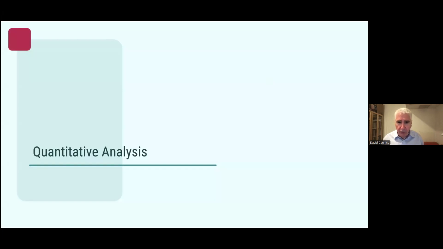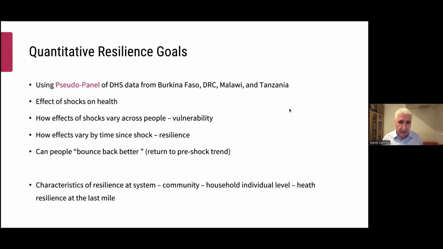I'll now turn to the quantitative analysis we did in 4 countries. Next slide. This was to investigate the idea of using a pseudo panel of DHS. If you want to study resilience, you really need panel data. You need to look at how people are before a shock, after a shock, and how they respond in the long run. We have a lot of data that is not panel.